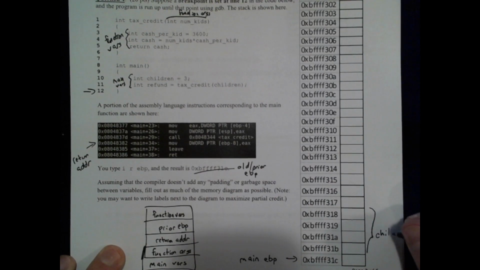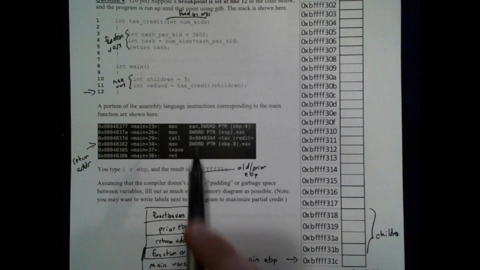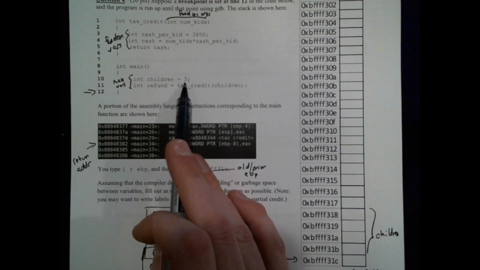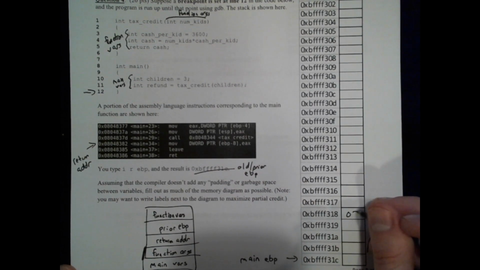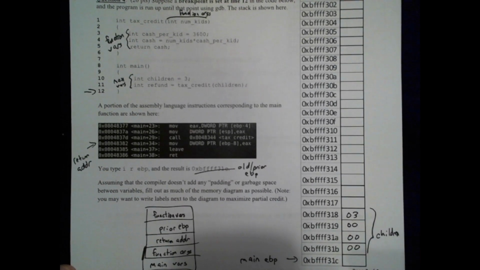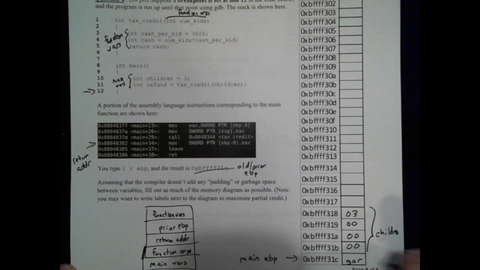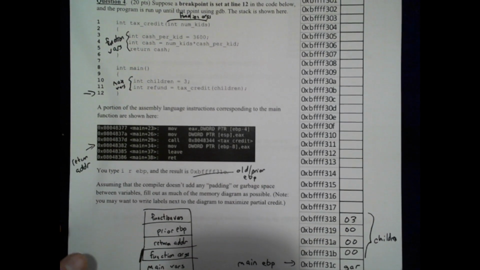And of course, we want to identify what's supposed to be where on the stack for partial credit, just in case you get the value wrong. Here we're storing 3 into children, and so children is going to have, in little endian order, 03 in the first box, 00 00 00. We could say that there's garbage at the EBP if we want to. It's useful to denote that we don't actually care about what data is at EBP itself. So children is our first variable.